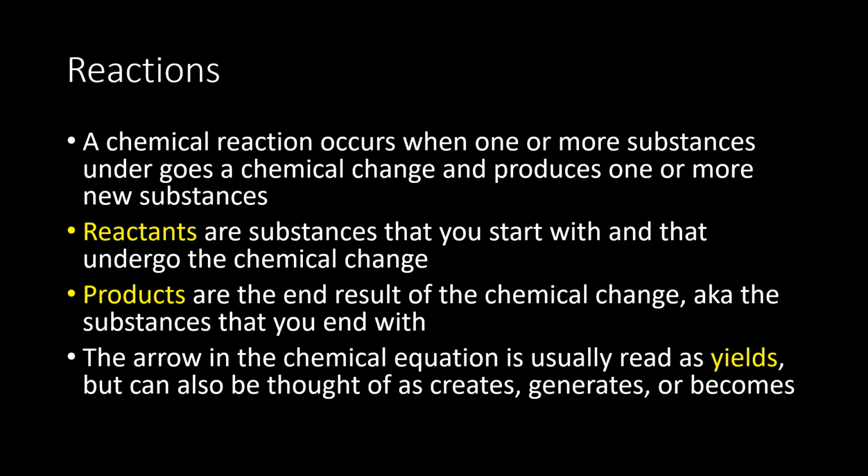When we write a chemical reaction, we use an arrow to represent moving from the reactants to the products, and we usually read this arrow as yields. But we can also think of it as the word creates, generates, becomes, makes, any of those sorts of things if that works better in your head. But yields is going to be the one that you're most likely to see on a quiz, test, anything that you're going to see written.